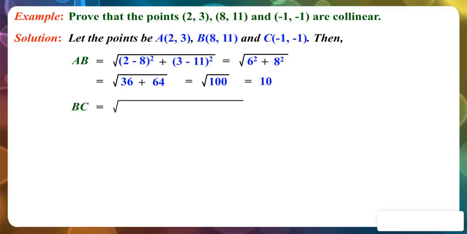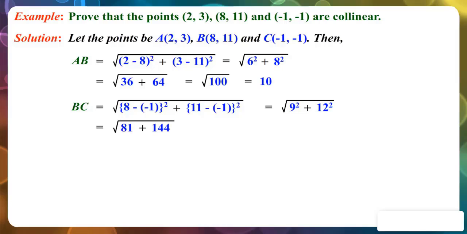BC is equal to under root (8 minus 1) whole square plus (11 minus 1) whole square, is equal to under root 9 square plus 12 square, is equal to under root 81 plus 144, is equal to under root 225, is equal to 15.